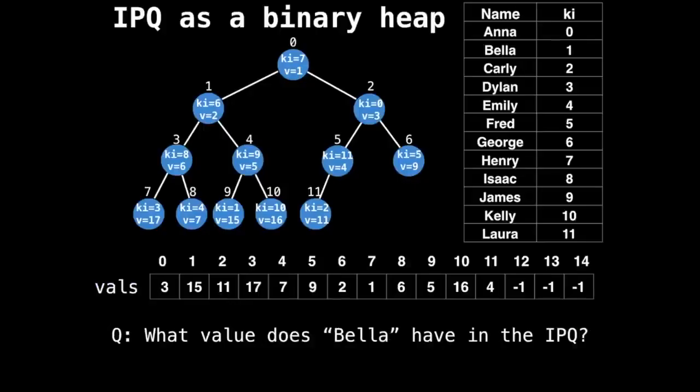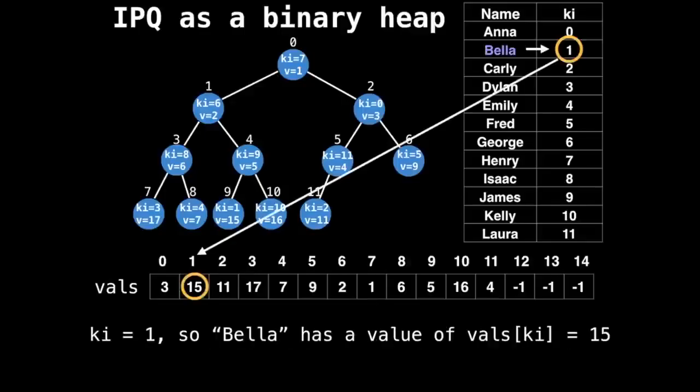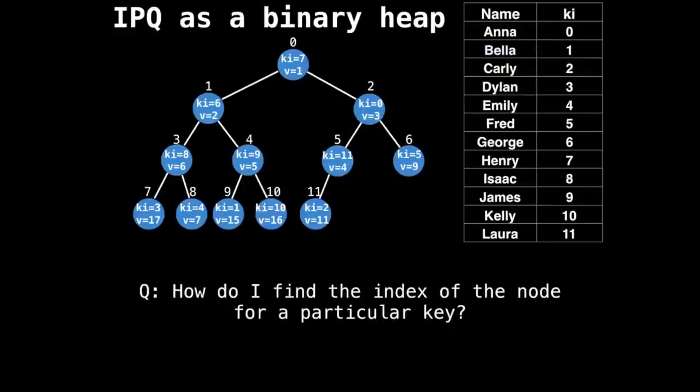Here's a good question. What value does the key Bella have in the index priority queue? Well, first, find Bella's key index value, which is 1. Then index into the values array at position 1 to find the corresponding value for the key in the index priority queue. So Bella has a value of 15. Awesome. Now we know how to get the value for a particular key in the index priority queue.